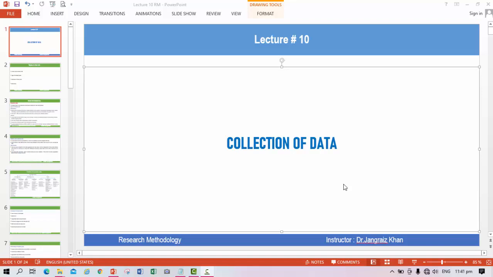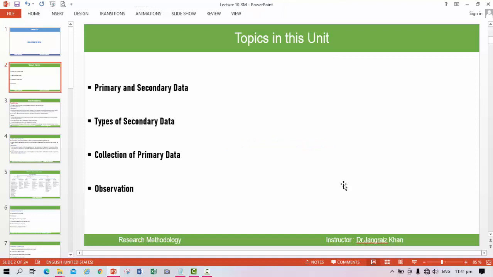In today's lecture, we will discuss the collection of data, methods of collection of data. We know that in our research, we use different types of data like primary data and secondary data. In this lecture, we will discuss the nature of the primary and secondary data, and we will also discuss the methods for collection of these types of data.